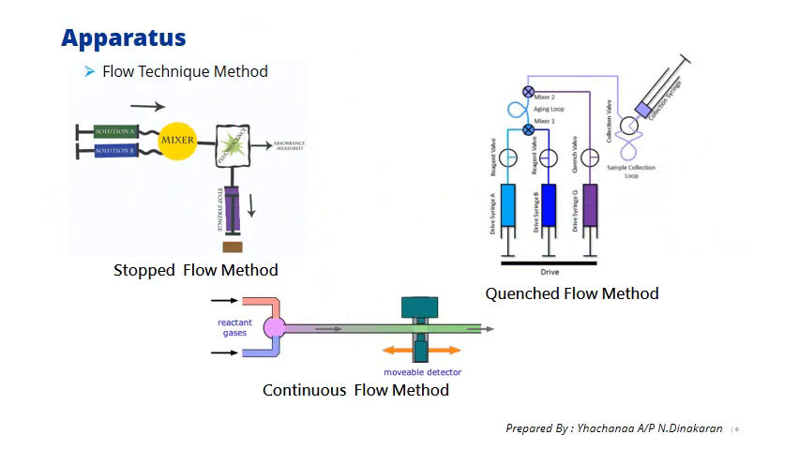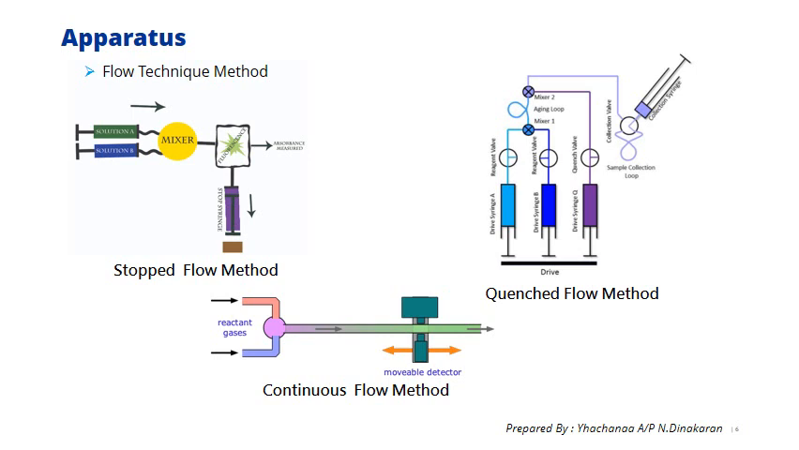As I mentioned in the previous slide, there are various methods to carry out these flow techniques. First, I'm going to talk about the stop flow method. The apparatus needed for the stop flow method are two types of solution, mixing chambers, and syringes, which are used to pump and also stop the reaction, and it will be prepared as shown in the slide.